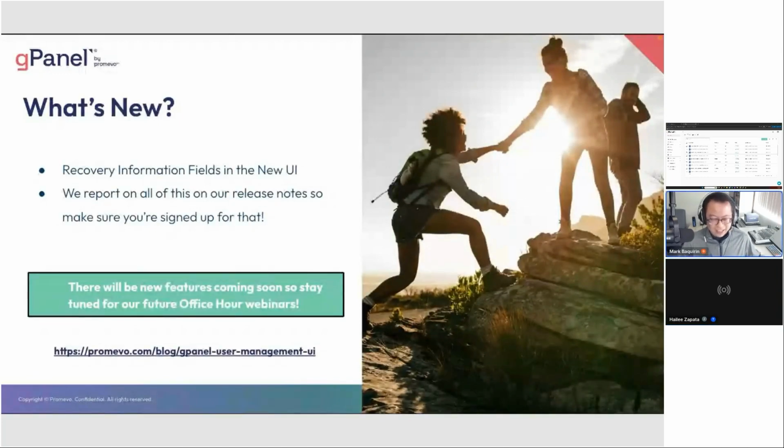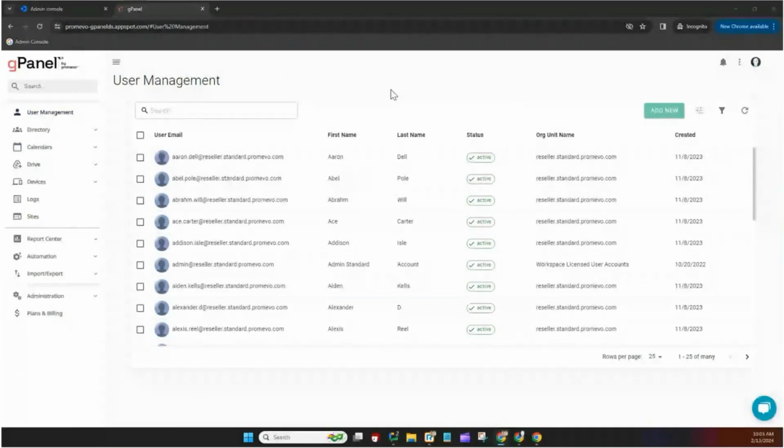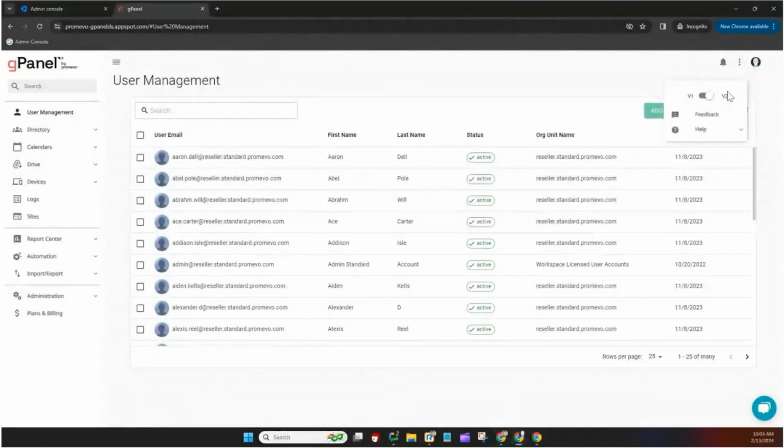Okay, thanks, Haley. So today we're going to begin with one of our new updates, which is the recovery information fields that we've added to gPanel. So I'm going to go ahead and switch over. So now we're in gPanel. The recovery information field is a field that you can use to view and update a user's recovery information. It wasn't here previously on gPanel version 1. And just as a reminder, we are in the process of switching from gPanel version 1 to version 2. If you want to check out this new feature, it's only going to be available on V2. So just go ahead and click on your settings, slide this over from V1 to V2, and you should see an interface similar to this.